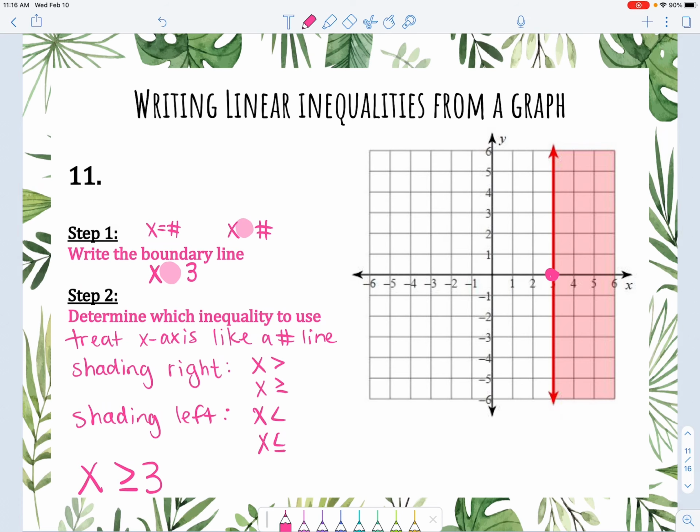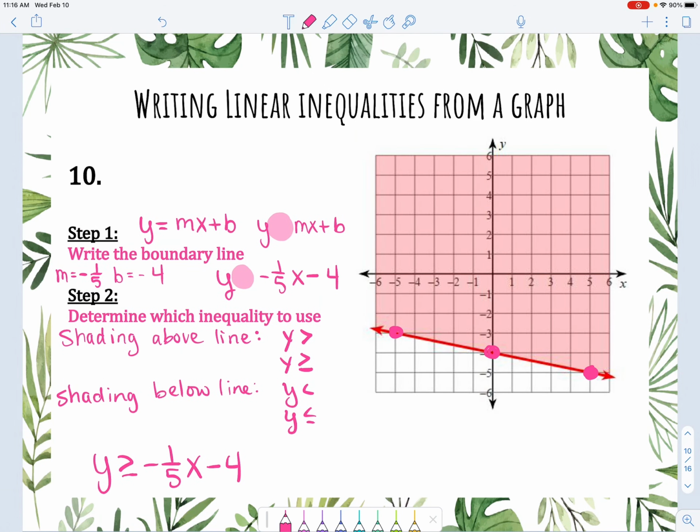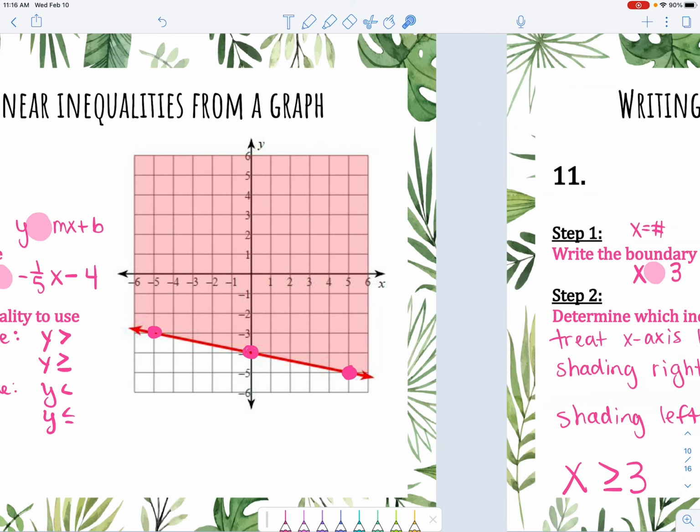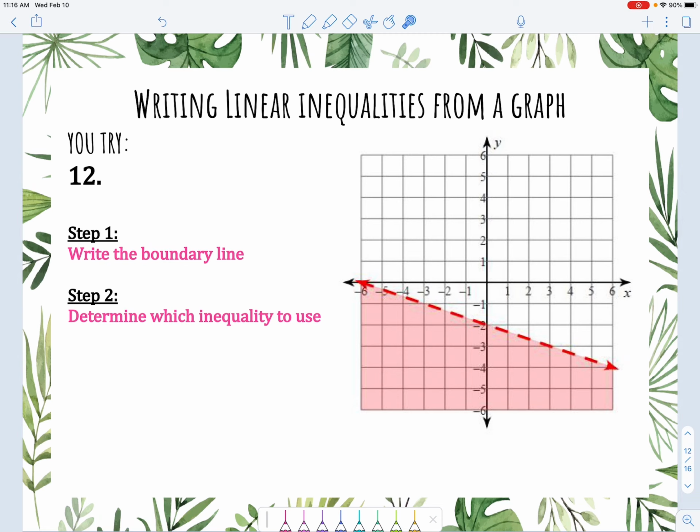Okay, so that's how you're going to do it. You're either going to treat the x-axis like a number line, and if it's not a vertical line, if it's oblique or even horizontal, you're going to use these strategies here. So I'm going to give you a couple to try. Here's one of them. Pause the video here, give it a try.